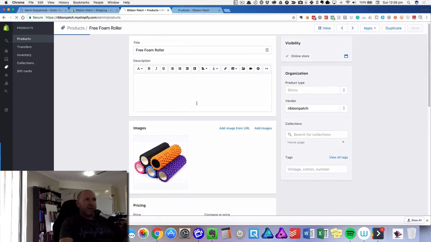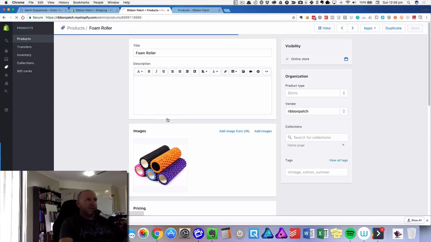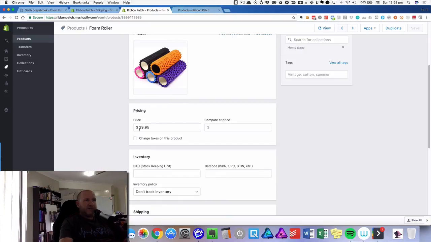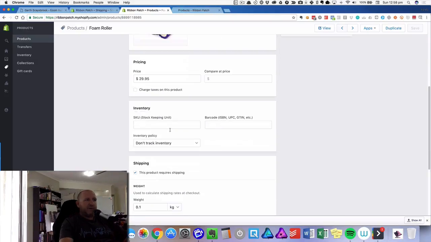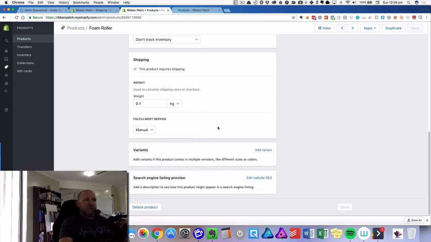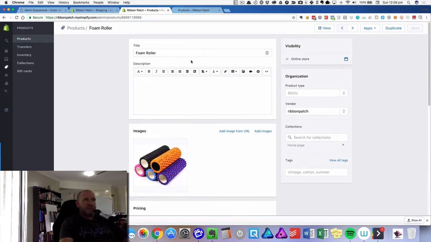Once you've added a product like that, we then have a quick look at what a normal product would look like, which is the foam roller without being free. As you can see, we've got the foam roller, same picture, the difference is it's $29.95. We're doing shipping, and the weight you'll notice is 0.1. In my case, it's 0.1 kilos because it's metric, but in the States, it might be 0.1 pound. So we have the same setup, except it's 0.1. That's for normal standard products.